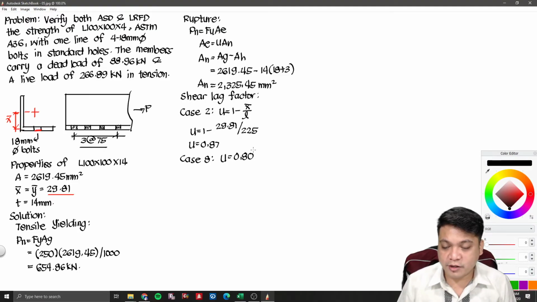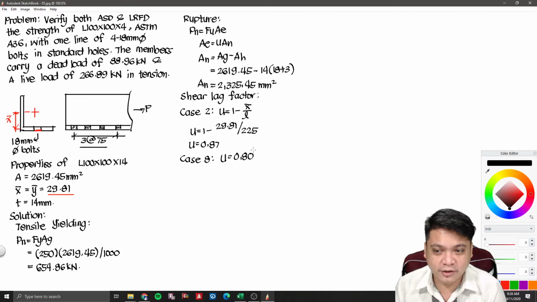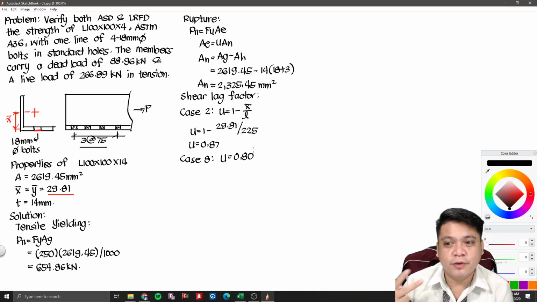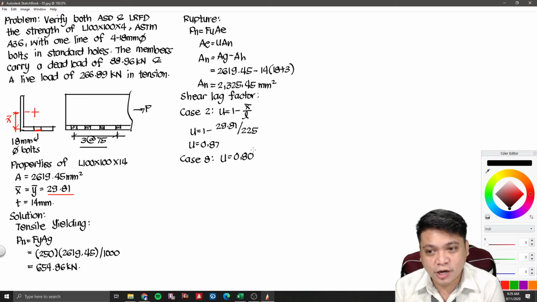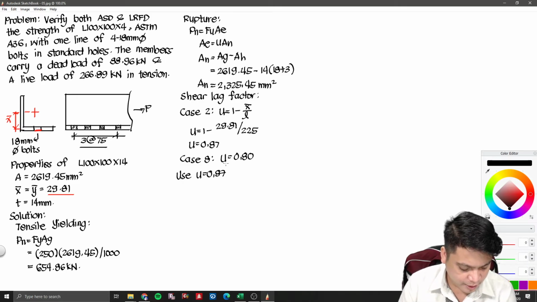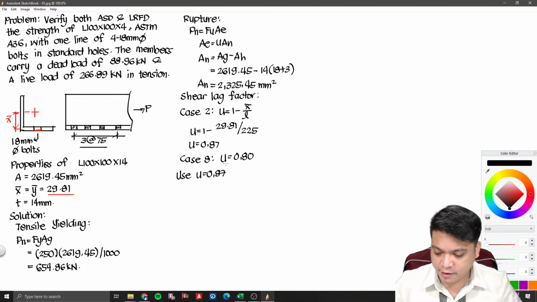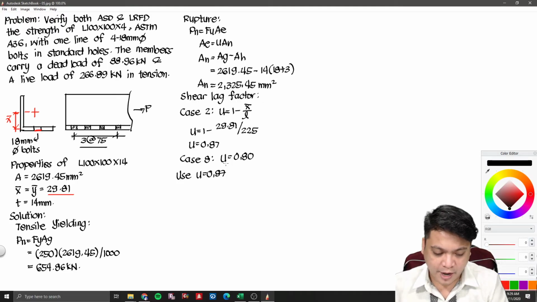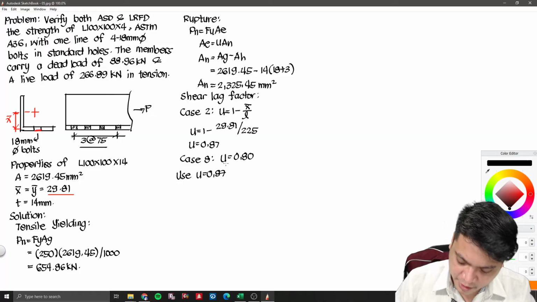Okay, so meron tayong dalawa, case 2, and then you have here the case 8. You are permitted to use larger of the two. So we will use U equals to 0.87. Okay? And then with that, pwede na tayong kumuha ng A sub E. So, we can have it A sub E.